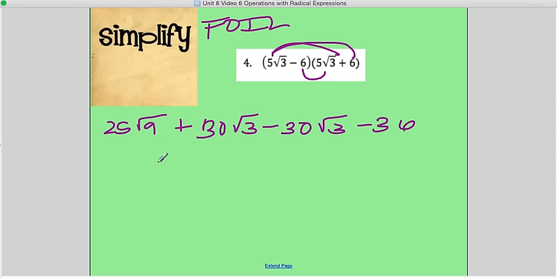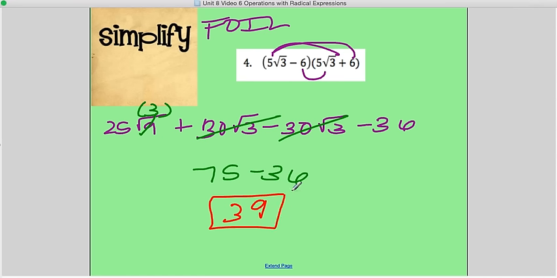Once again, I would look to see if I could combine like terms. 25 times square root of 9 is 3, so that's actually going to be a number. 30 square root of 3 minus 30 square root of 3, those will cancel. And then minus 36. 25 times 3 is 75 minus 36. 75 minus 36 is 39. Okay, this is a special case. This is what we call the conjugate.